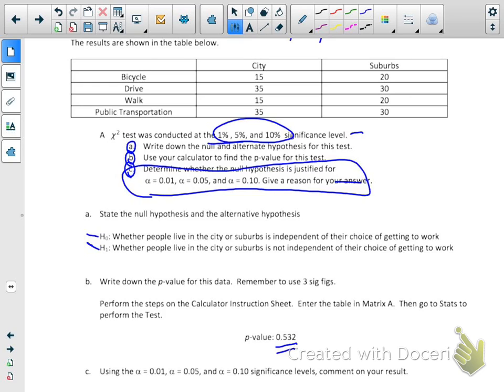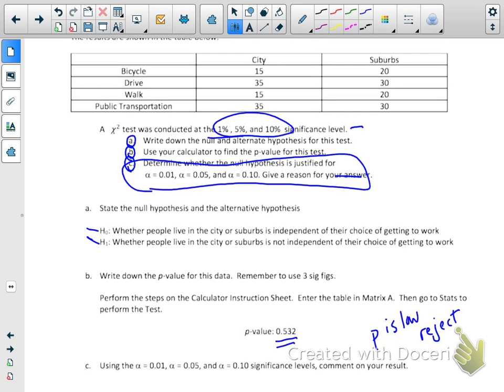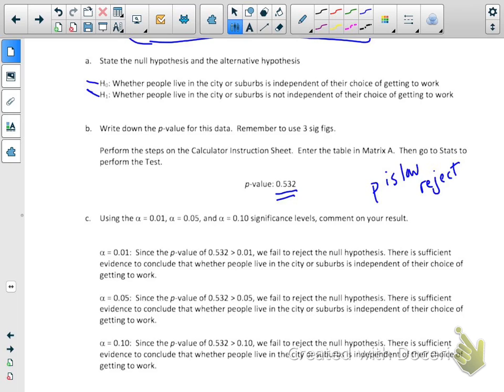So, remember our little saying, if p is low, we're going to reject. P being low, p is a probability, it's bad for it to be low. So comparing these numbers here then, the p-value in this case is greater than 0.01, so that's good. We're going to fail to reject that null hypothesis. So there is sufficient evidence to conclude that where people live in the city or suburbs is independent of their choice of getting to work.